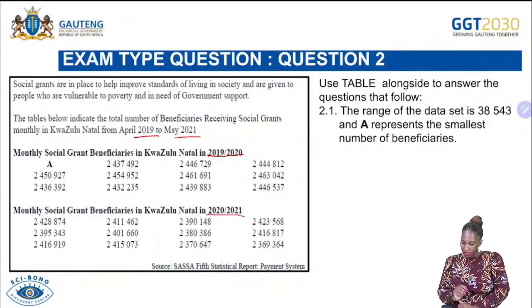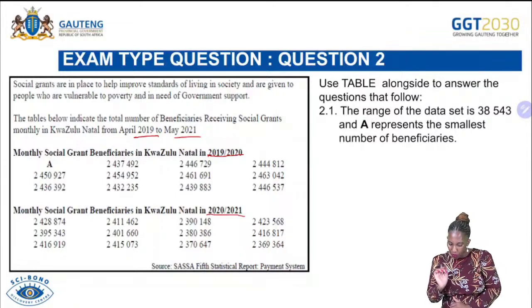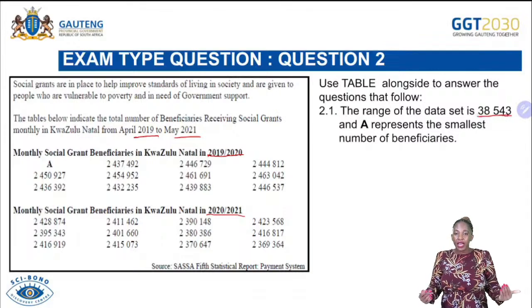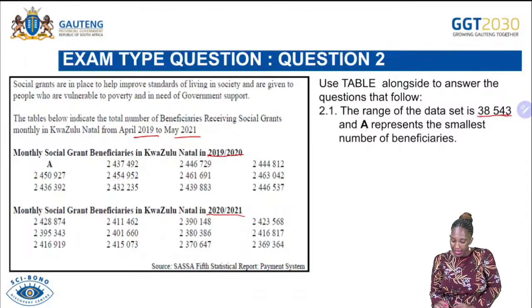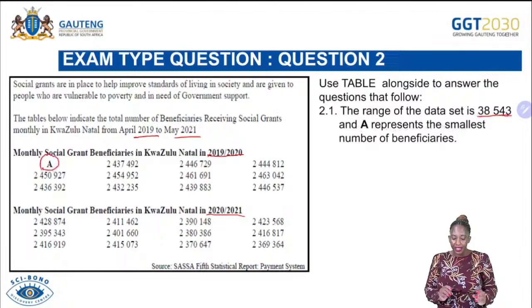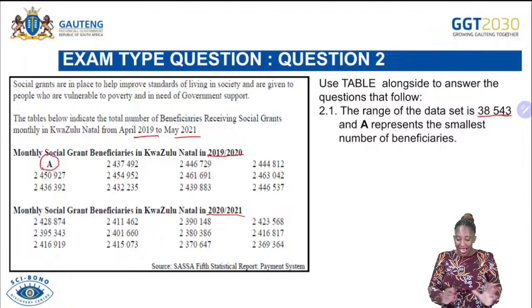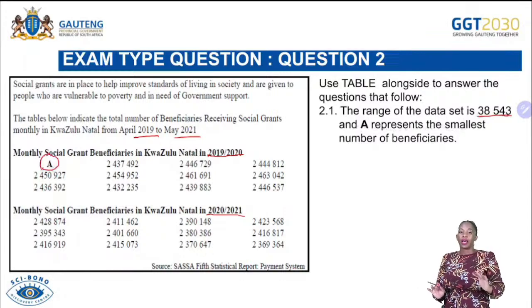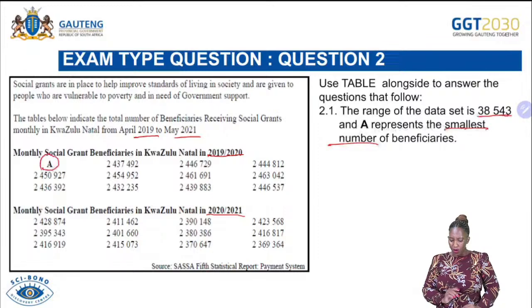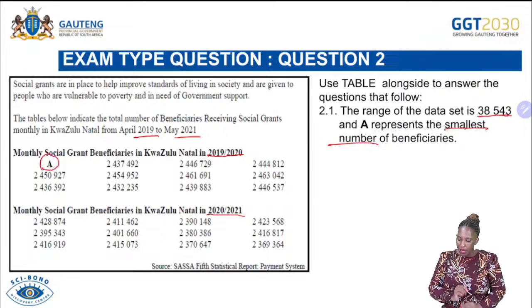This one is 2020-2021. Now looking at this one, boys and girls, the question says the range of the data set is given to us to be 38,543. They have given us the range. And then they say A represents the smallest number. Look at the position of A. It is the first number because the data set has been arranged in ascending order. So it means A is the smallest. They are leading you. They are telling you that A represents the smallest number. So now the question says, determine the value of A.